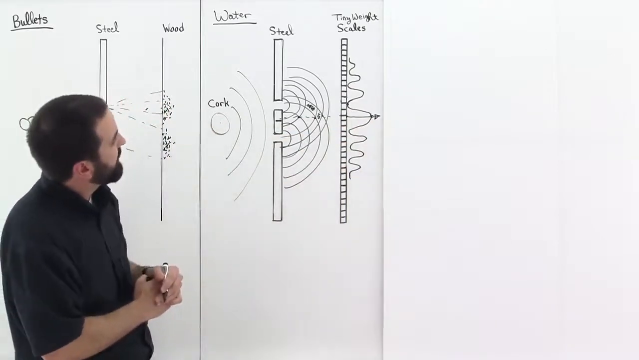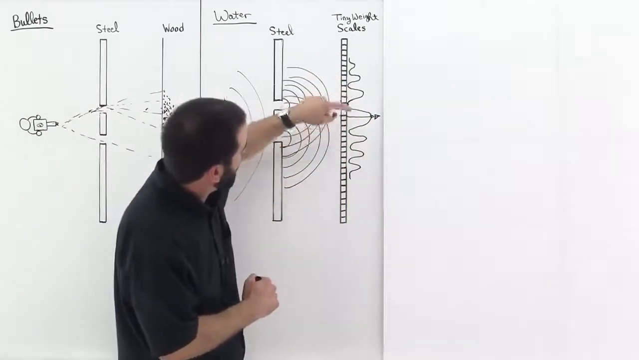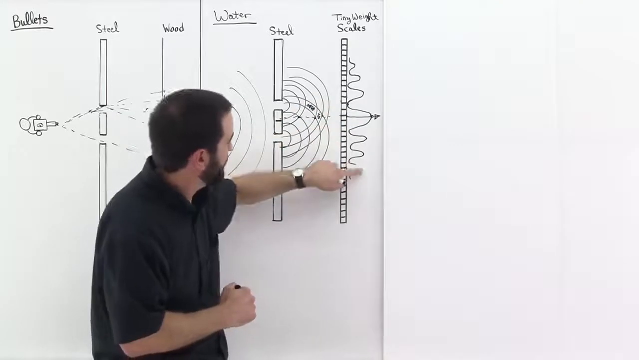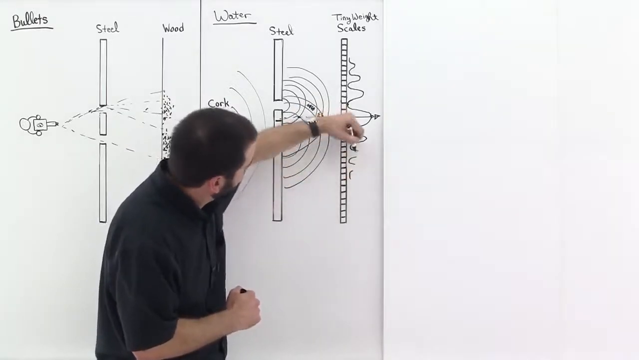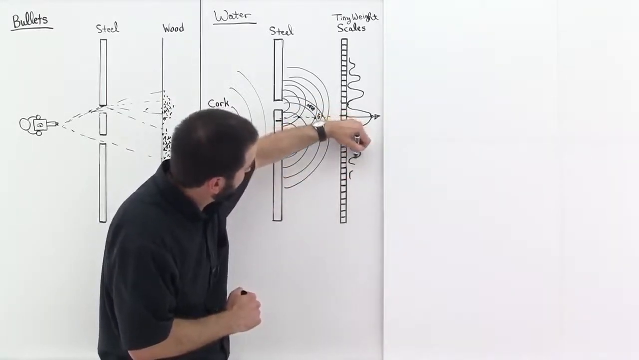So the scale readings might mean something like this. And 1, 2, 3, 4, 1, 2, 3, 4. And then we'll put this one. Of course, you'll have to forgive my artistic ability.